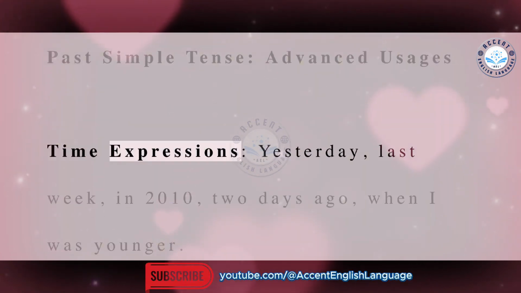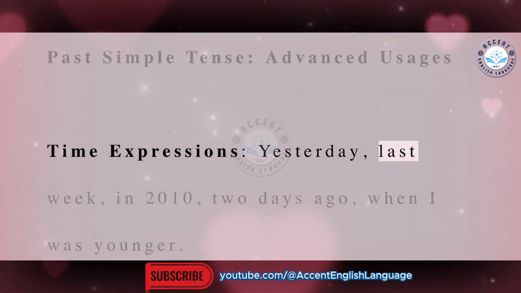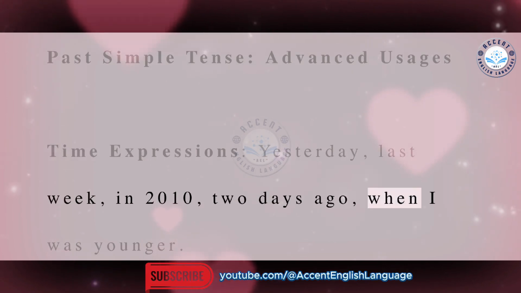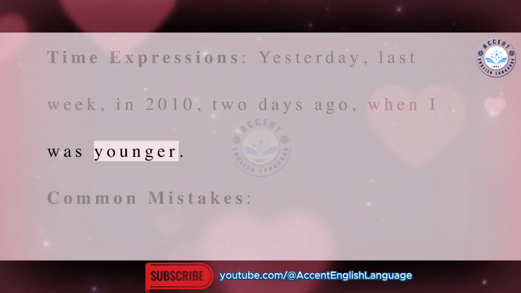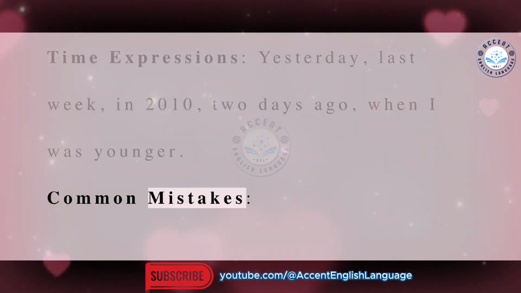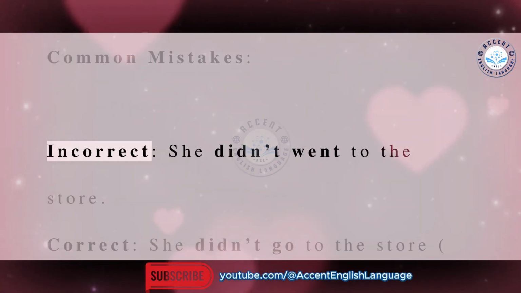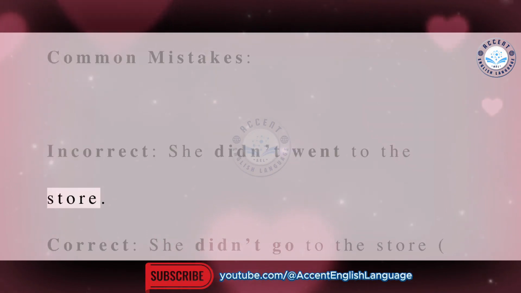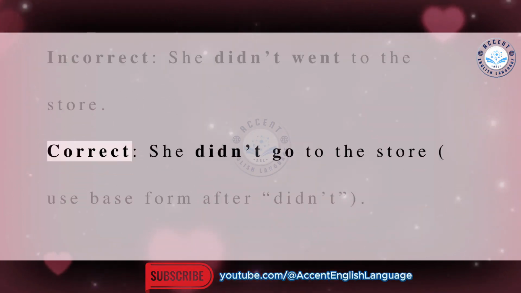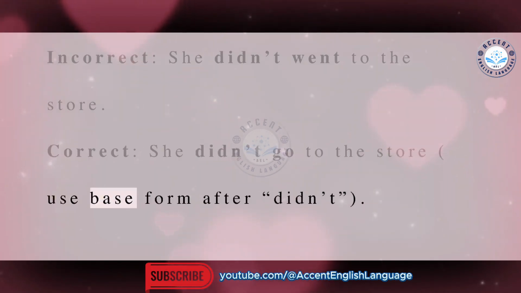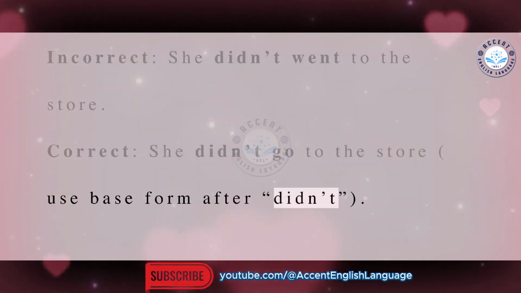Time expressions: yesterday, last week, in 2010, 2 days ago, when I was younger. Common mistakes. Incorrect: She didn't went to the store. Correct: She didn't go to the store. Use base form after didn't.